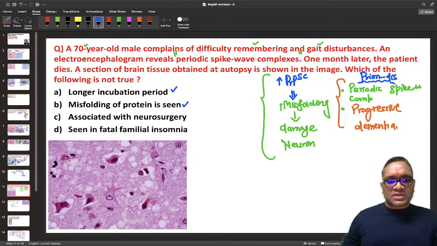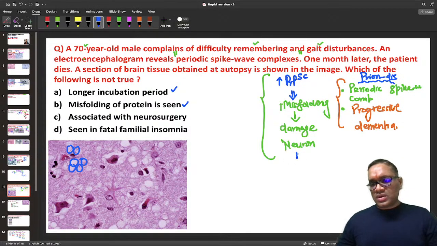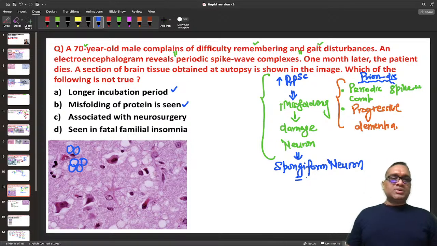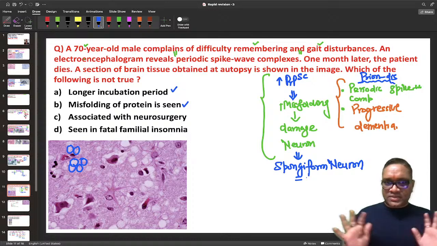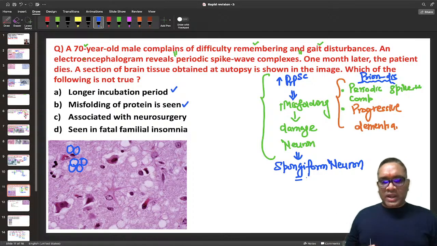Can you see there are clusters of grape-like vacuoles present in the cytoplasm? When you find clusters of grape-like vacuoles because of damage to the neuron due to the misfolded protein, such neurons are called spongiform neurons. Spongiform neurons are seen in Prion disease, right? So that's true. It is a misfolded protein syndrome. Prion disease is associated with neurosurgery, so that is also a true statement.